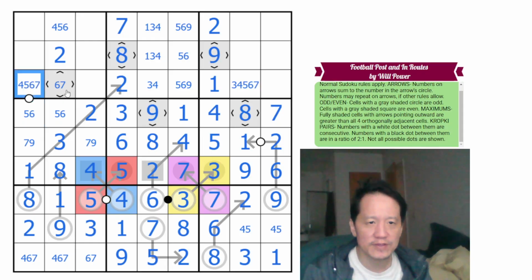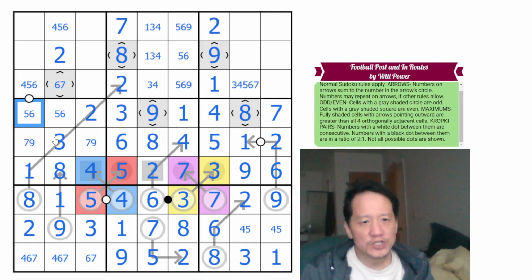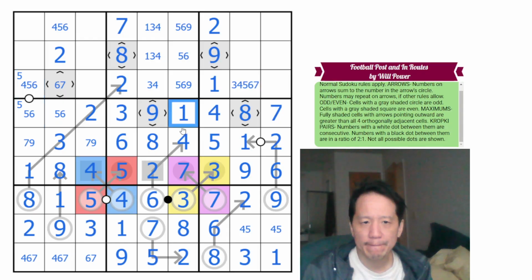If this is 7, this would be 6, which means that the 7 would be greater than the 6, which is not allowed by the maximum rule. So this can never be 7. Therefore, this is 4, 5, or 6. This is 5 or 6. Which means this is either 4 and that's 5, this is 5 and that's 6, or this is 6 and that's 5. Either way, there's a 5 in one of those two cells.